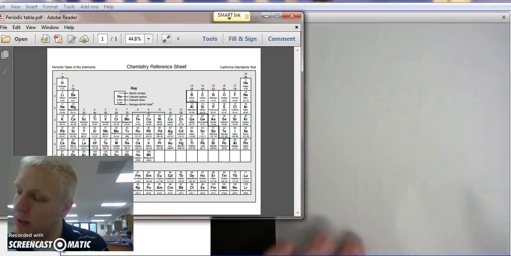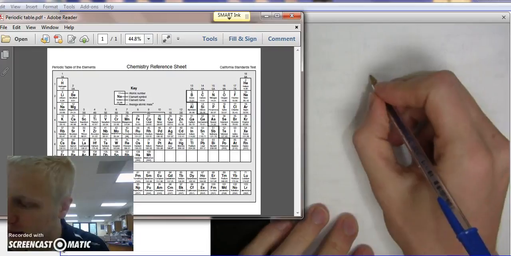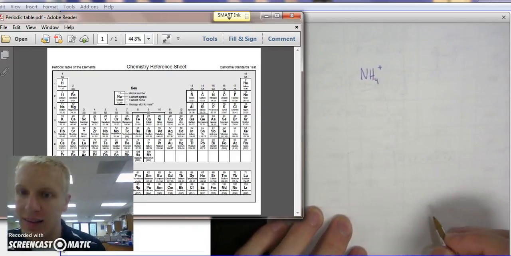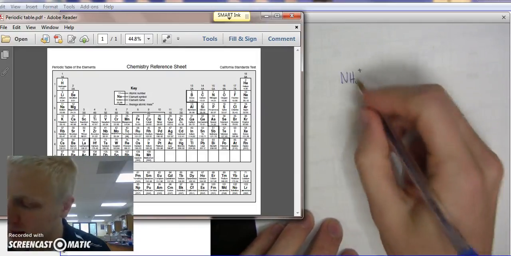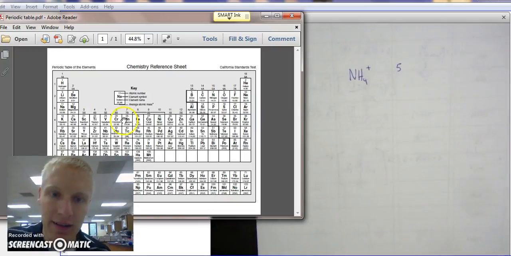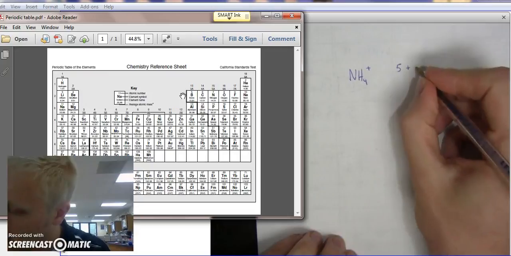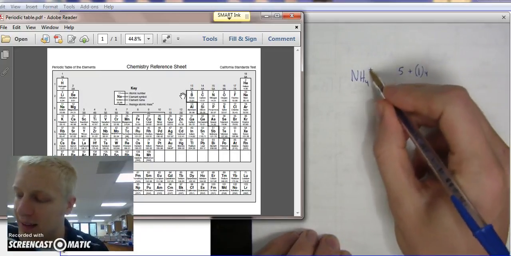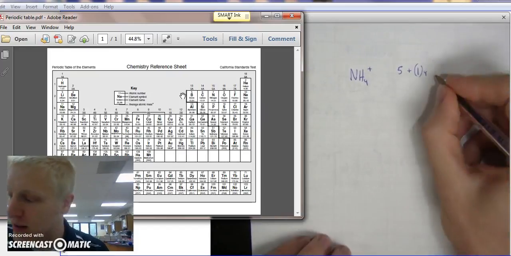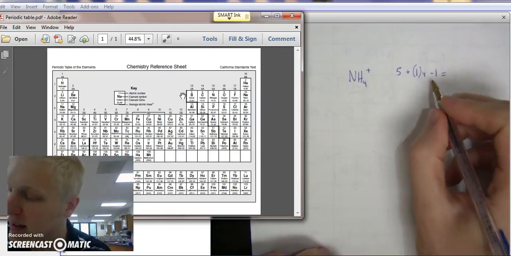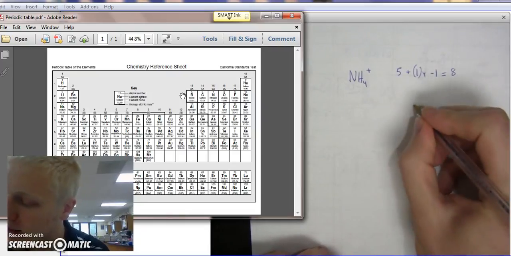Alright, doing another problem, the one that's not on this sheet, it's NH4+. It's another polyatomic ion. Nitrogen has 5 outer electrons, and hydrogen has 1. So we add 1, but there's 4 of them. And in this case, it's positive, so we're actually losing an electron. We're going to minus 1. So it's 4 plus 5 is 9, minus 1 is 8 electrons we're dealing with.